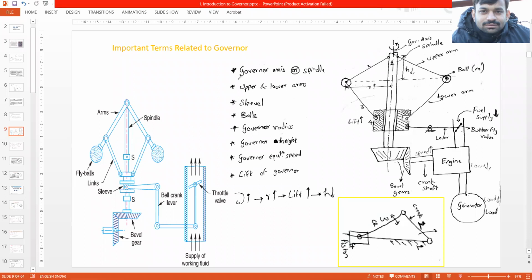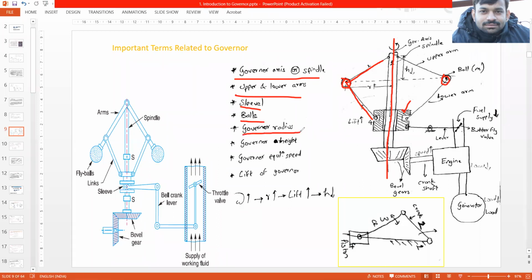Now, we have the governor axis or the spindle. This is the axis around which everything rotates. We have upper and lower arms. These are the upper arms and these are the lower arms. There is a sleeve, there are balls. This is the sleeve, which is mounted over the shaft or spindle, and these are balls, also called fly balls.